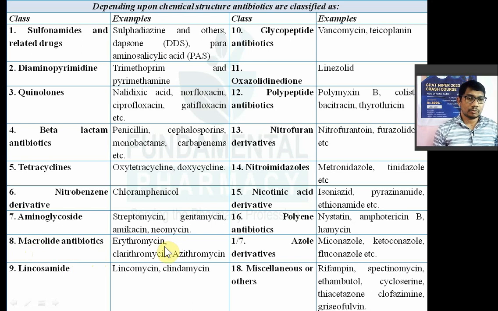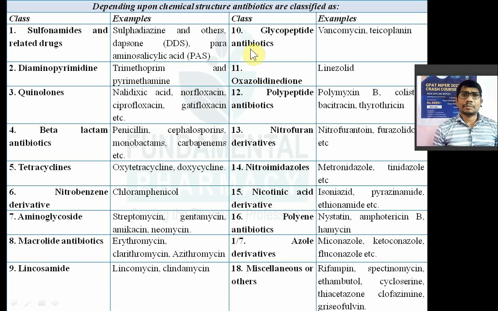For example, erythromycin, azithromycin, clarithromycin, roxithromycin, etc. Now, according to the chemical structure, the next class is lincosamide. So a question has already come on the examples. Clindamycin and lincomycin are the examples of lincosamide antibiotics.